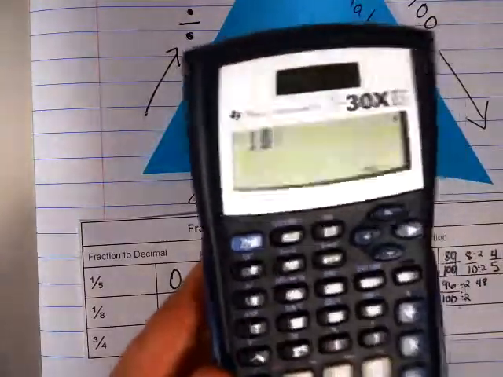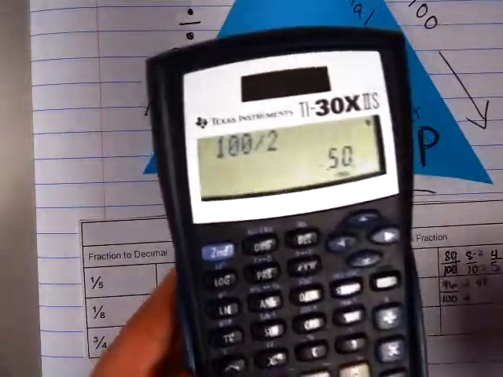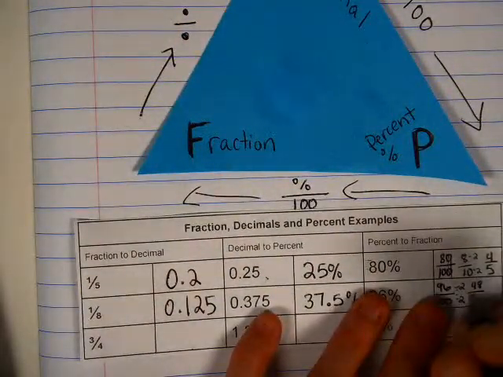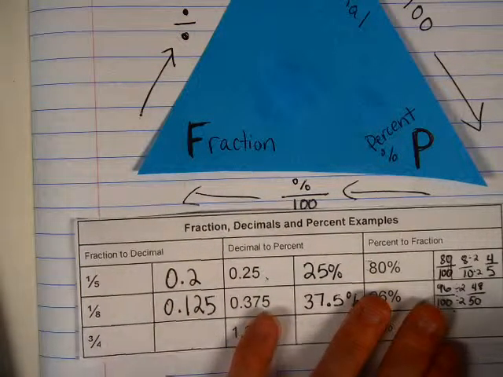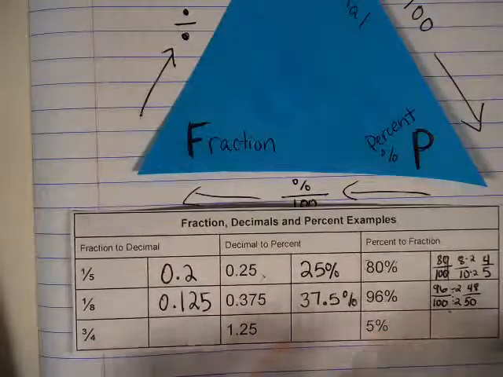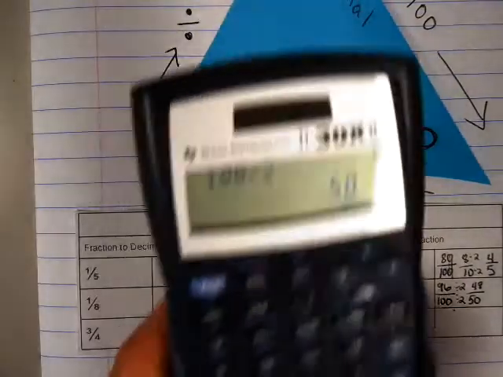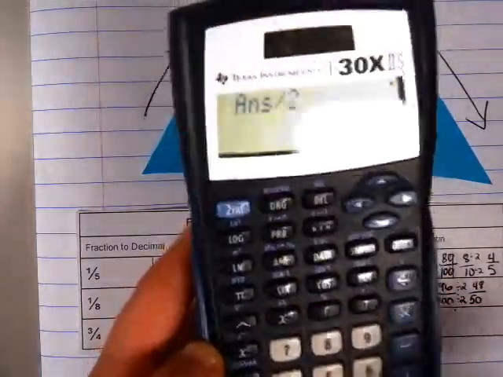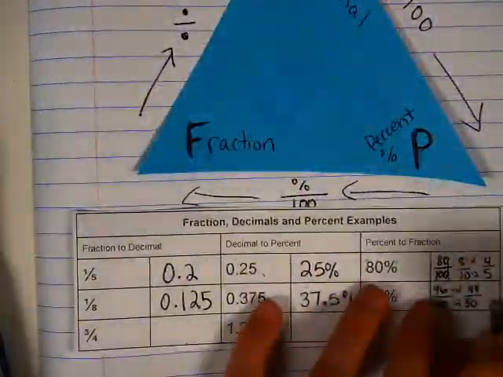Now let's do 100 divided by 2. You get 50. I'll tell you, it can reduce again. So, again, they're both even numbers. So let's go 50 divided by 2. You get 25.